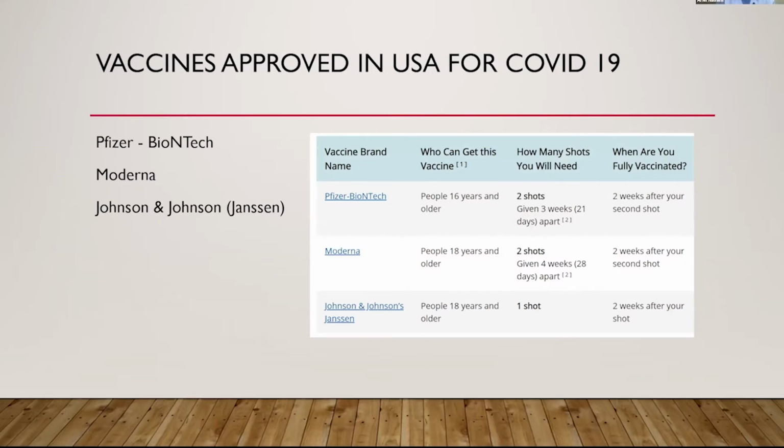As some of you may have heard this week, the Johnson & Johnson vaccine is on hold in the US. We have two other ones that have been approved in the US for use. It's the Pfizer and the Moderna vaccines.